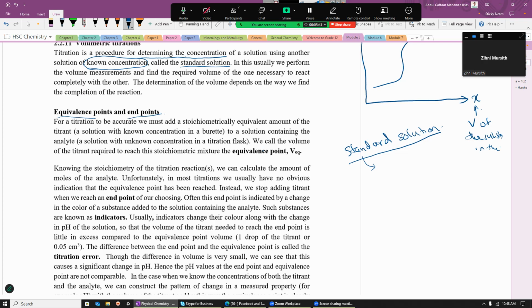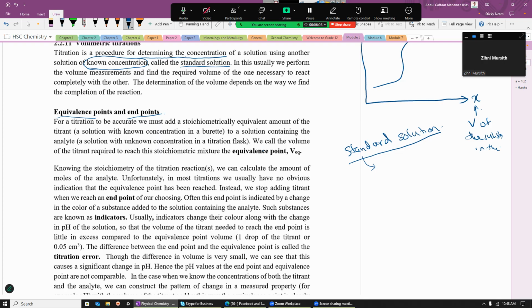So here, at the equivalence point, the reaction will happen according to stoichiometry, right? Do you understand? So now we are going to deal with the chemical equation. So equivalence point is the point where the solution becomes neutral according to the stoichiometric ratio, right?